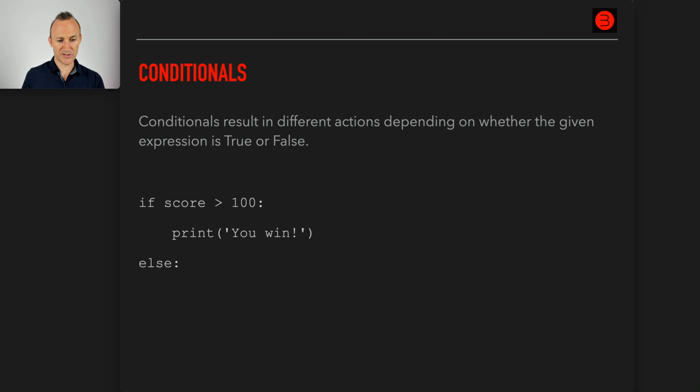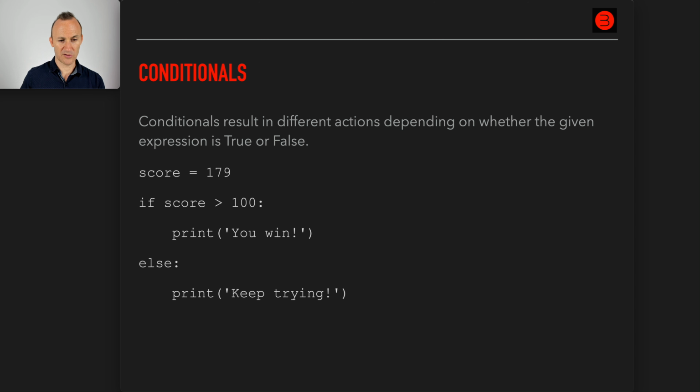And then with if, you can have an else. So else meaning in all other cases. So if the score is not greater than 100, then in this case, print keep trying. Okay, so this is an if-else clause.